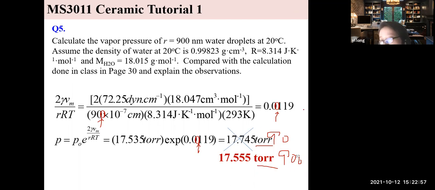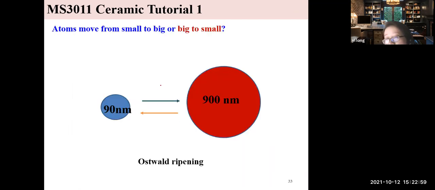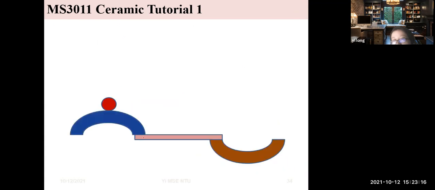Okay, so yes, from 90 to 900. That's our question now. So which is this case? Either move from small to big or big to small. It is from the small to big, because this one has higher either free energy or pressure. It doesn't matter whichever one you use. This one we call Ostwald ripening. So that is this question.